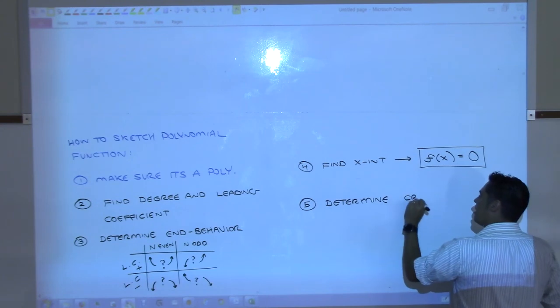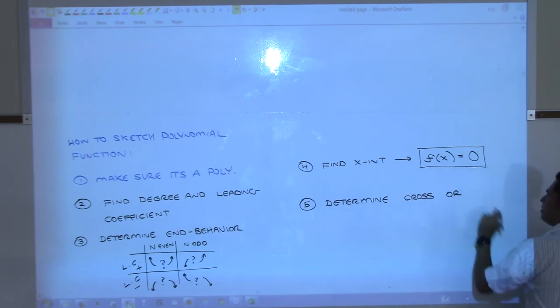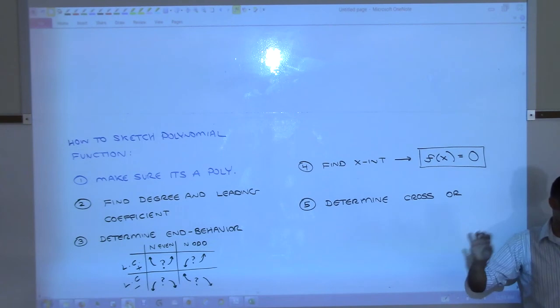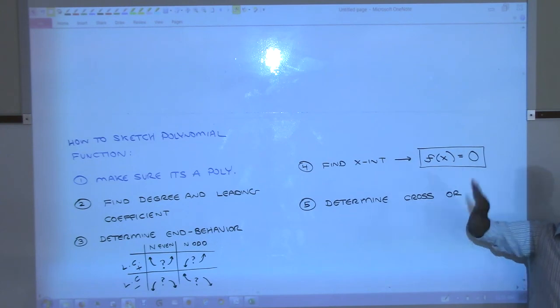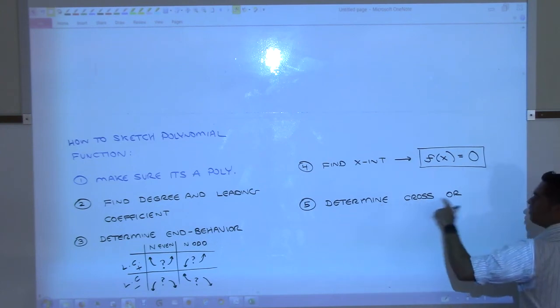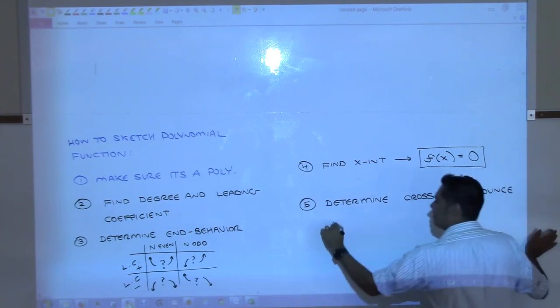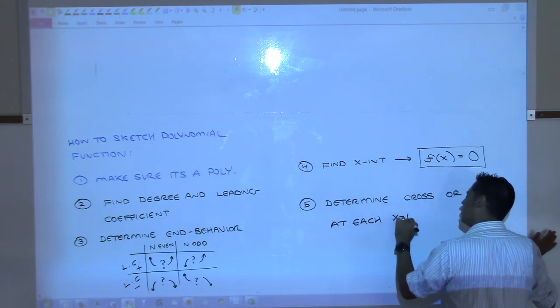the crossing, or, remember when I was showing that to you, where I said if the power was even, it was bouncing off or just touching? Do y'all like the bounce? Did bounce make sense? Yes? So we have to determine whether or not we cross or bounce at each x-intercept.